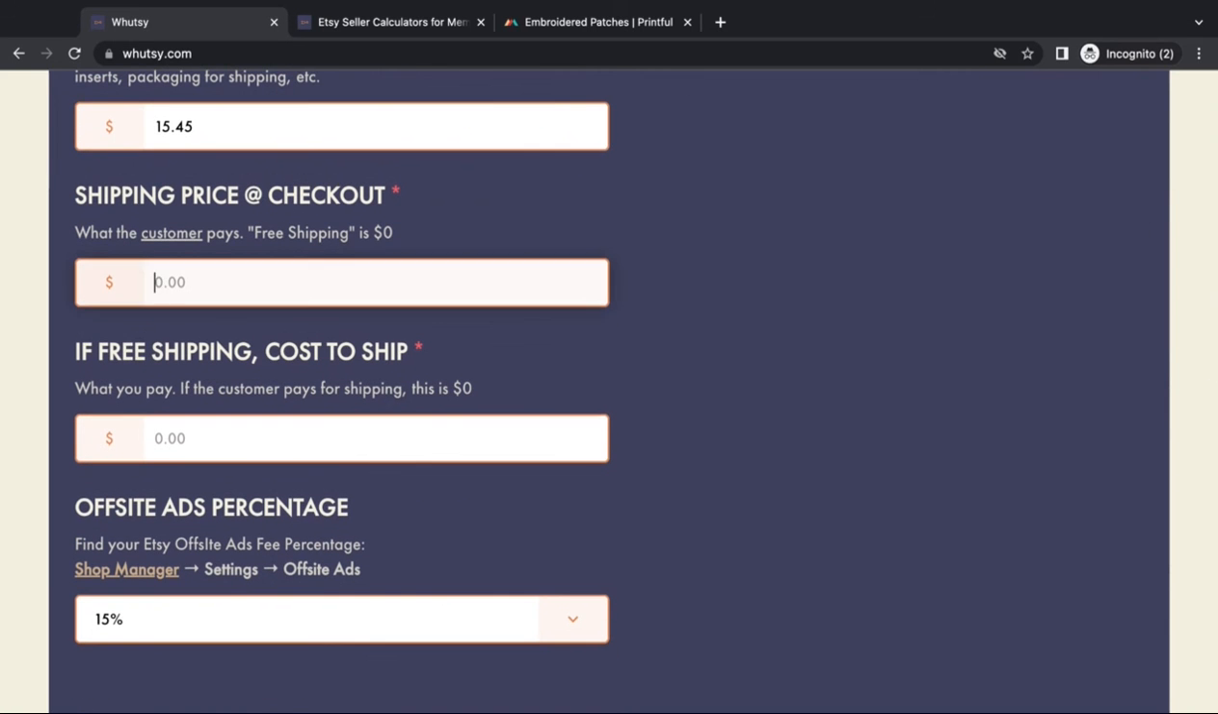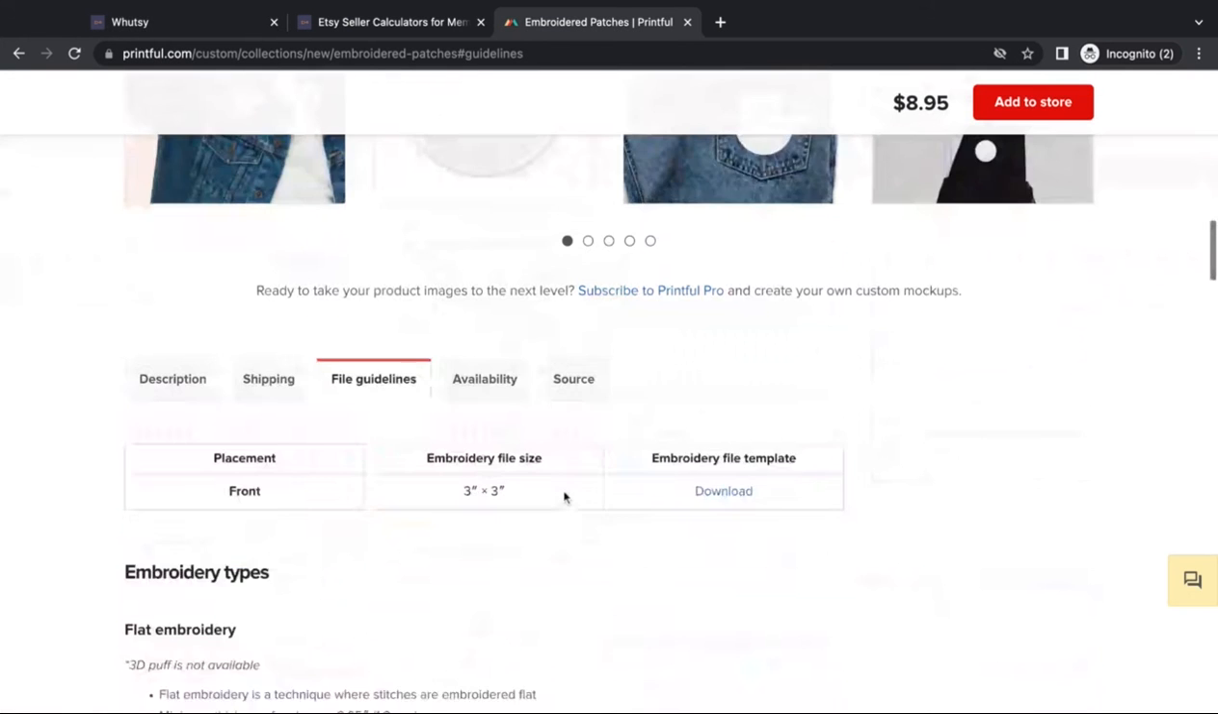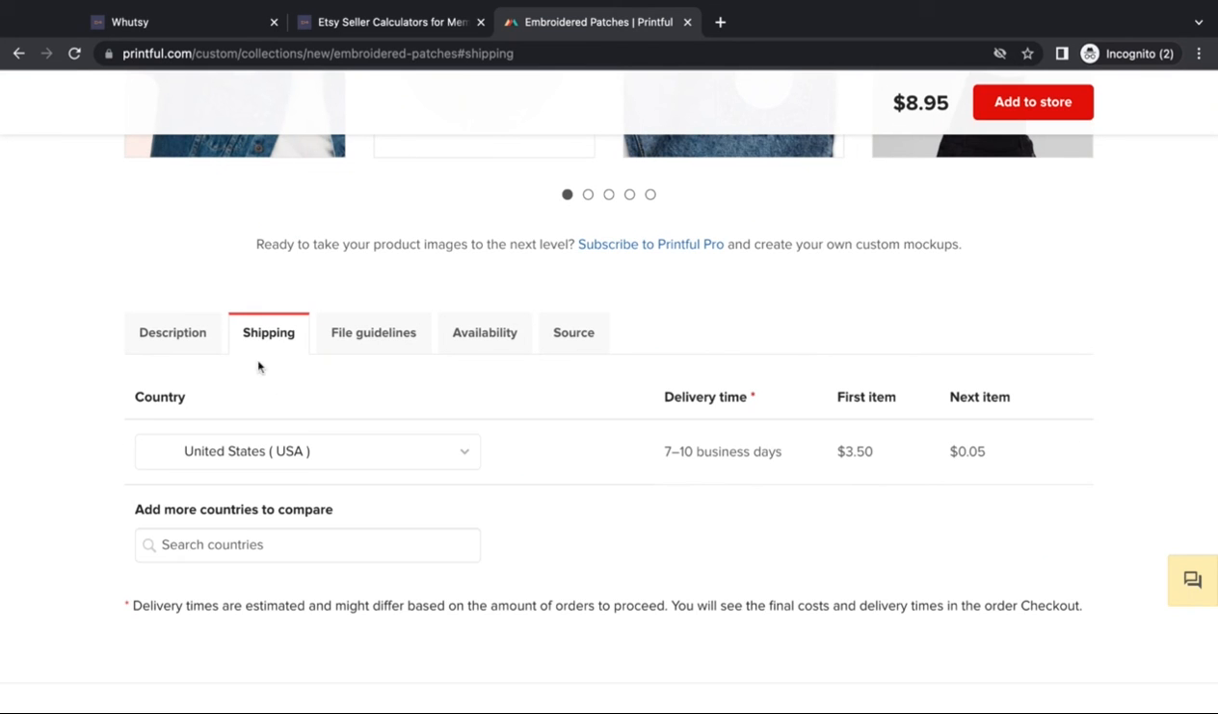The next section is your shipping price at checkout. This is what the customer pays. So if you have free shipping on this item, the price would be $0. Now, we know shipping prices are very complicated because they vary wildly. When it comes to Printful, they give us the shipping prices here in their table. So shipping to the United States is $3.50. If you're starting an Etsy shop, it might be easier for you to just ship to the United States before adding other layers of complexity.